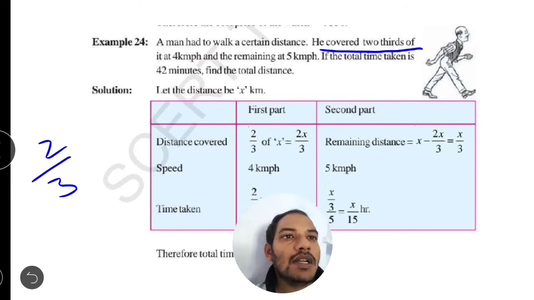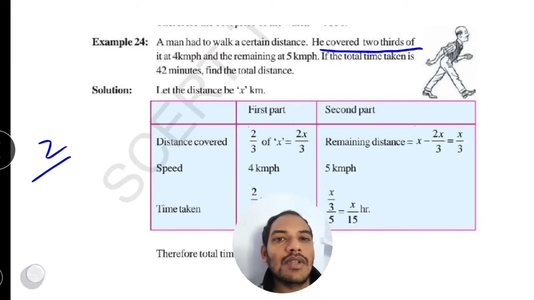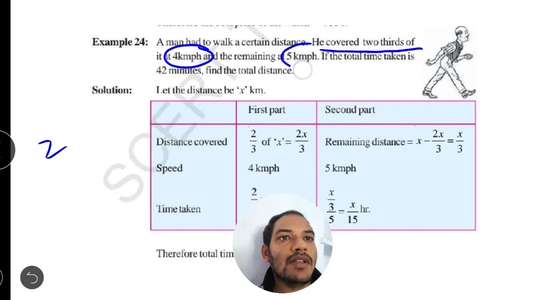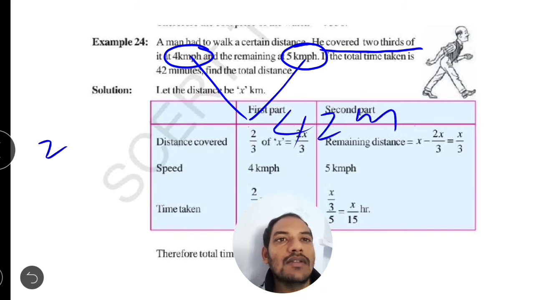If the total time taken, meaning there are two situations: at the speed of 4 kmph he travels some distance, and at the rate of 5 kmph he travels the remaining distance. In these two situations the total time taken is only 42 minutes. Find the total distance.